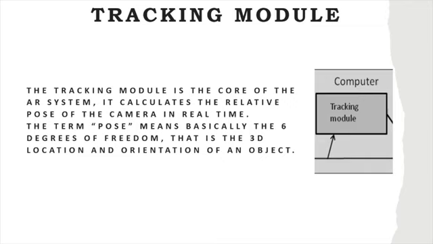It's not like it will only capture once, then it won't do it again. It happens in a loop. So the pose estimation is done, and because of that we get the 3D location, or you can say the orientation of any sort of object. That is the work of the tracking module.